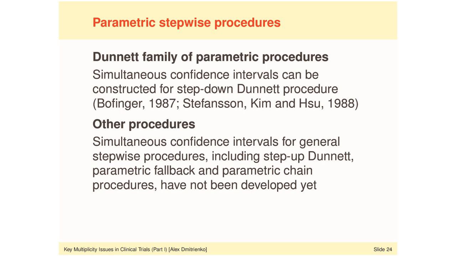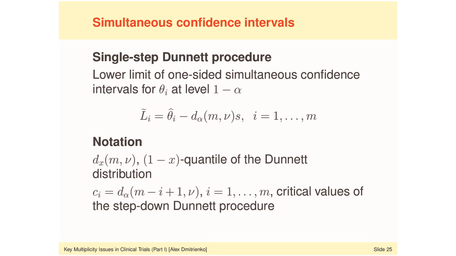So the situation in the parametric case is quite similar conceptually to what we saw in the case of non-parametric procedures. Simultaneous confidence intervals for single-step procedures are easy to derive, but simultaneous confidence intervals for stepwise procedures such as the step-down Dunnett are more difficult but feasible, and for more complex stepwise procedures, the answer may be unknown.